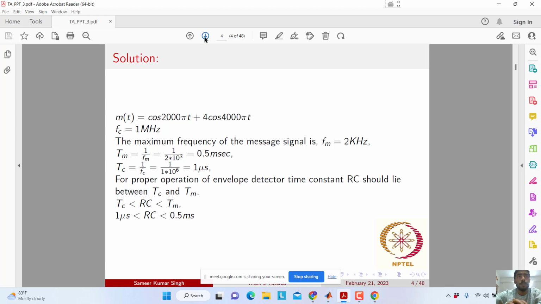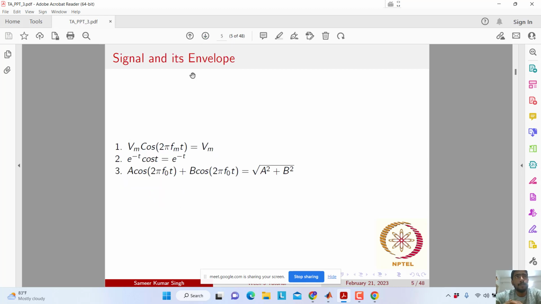Okay. So you can take these as short notes about a general signal and its envelope. If we have Vm cos 2 pi fm t, generally we consider the magnitude, so its envelope will be Vm. Similarly, if we have e^(-t) cos t, we consider e to the power minus t as the envelope. Those are direct formulas. If we have A cos 2 pi f0 t plus B cos 2 pi f0 t, you can take the square root of A and B.